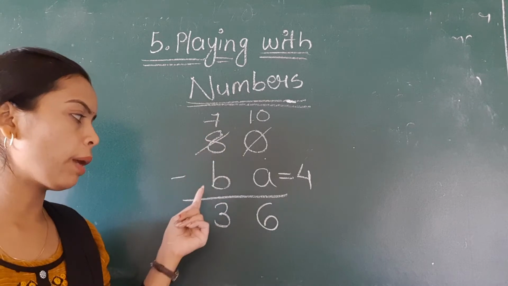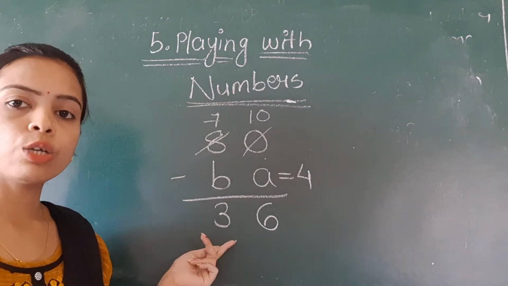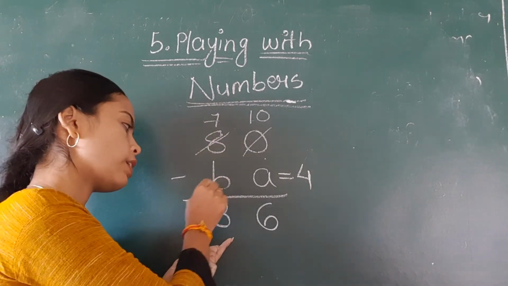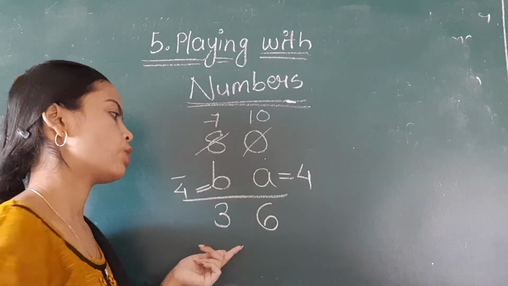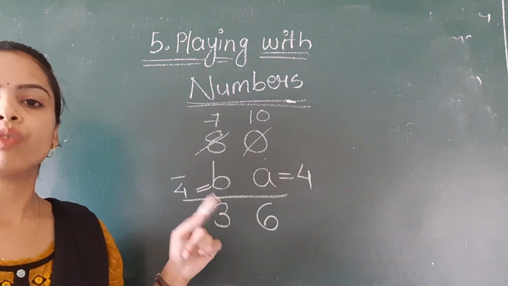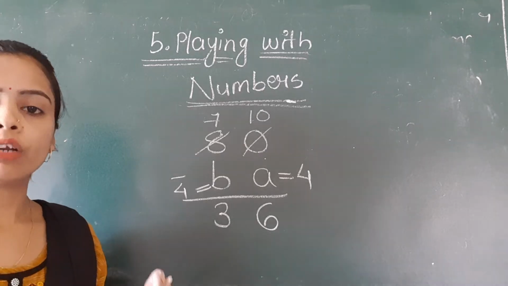And 7 minus how much is equals to 3. So 7 minus 4 is equals to 3. That's why the value of B is 4. So in this question the value of A and B both are 4.